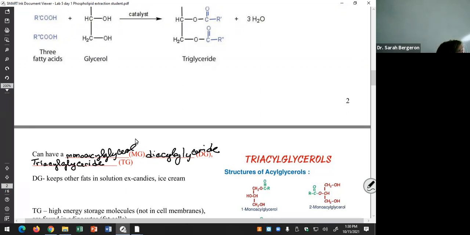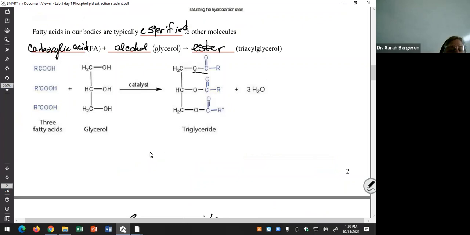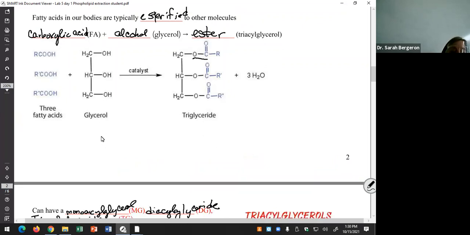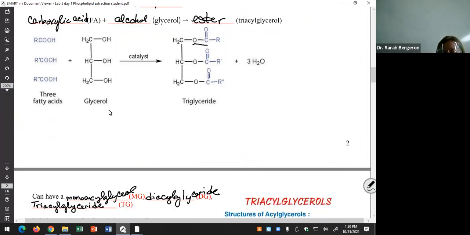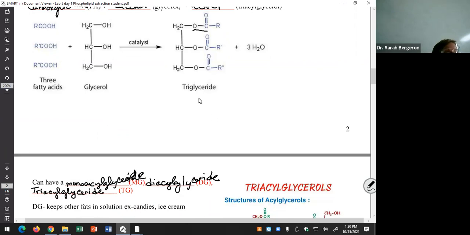Okay, is it glycerol or glyceride? Glyceride, triacylglyceride is what you make. You derive it from glycerol. Okay, because you put monoacylglycerol. Glyceride, I-D-E, sorry. So triglyceride and triacylglycerol are the same thing.